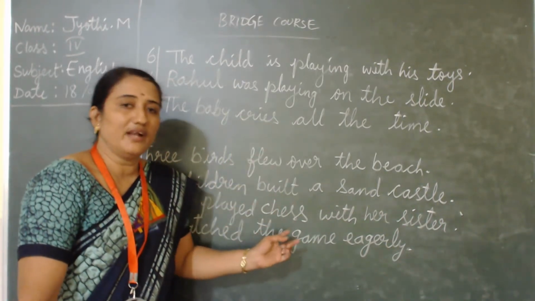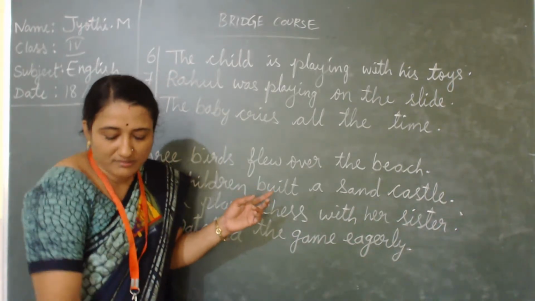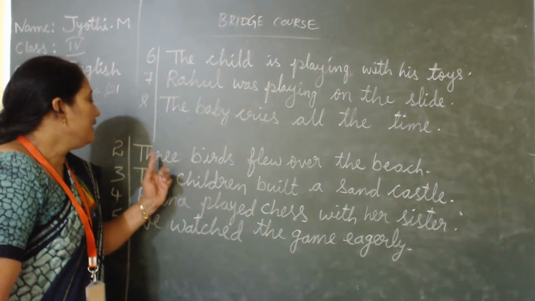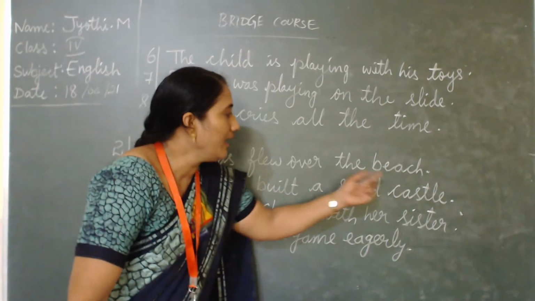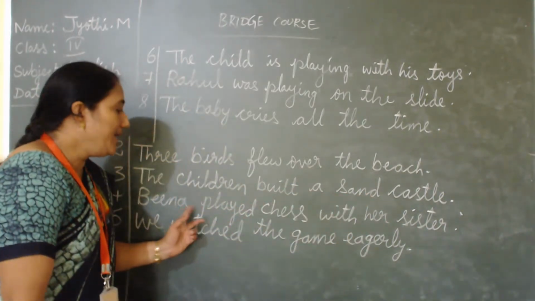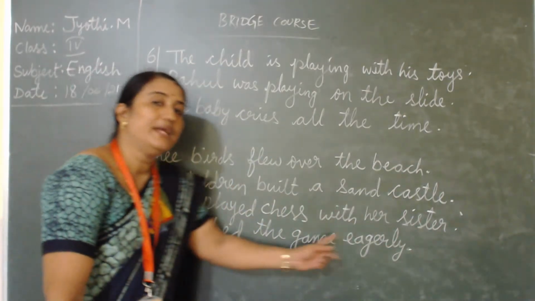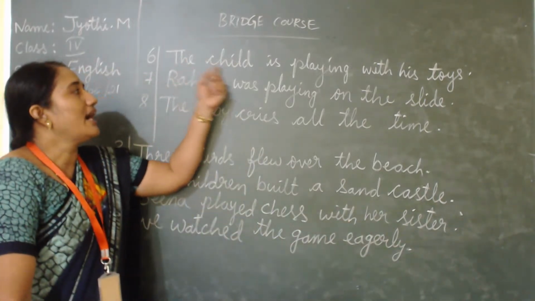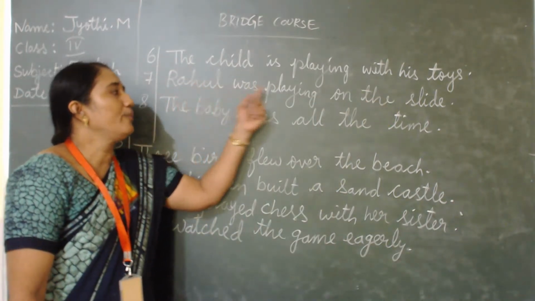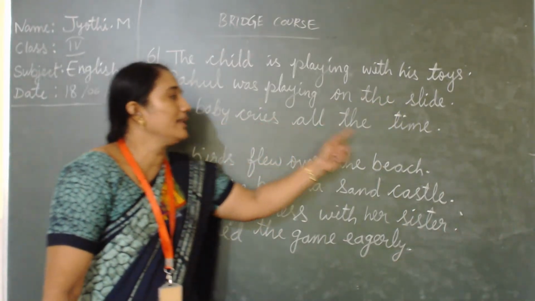8 questions I have given. In that one I have solved for you, and remaining you have to do by yourself. I said the first was the small squirrel ran across the yard. Now the second one is 3 birds flew over the beach. The children built a sand castle. Veena played chess with her sister. We watched the game eagerly. The child is playing with his toys. Rahul was playing on the slide. The baby cries all the time.